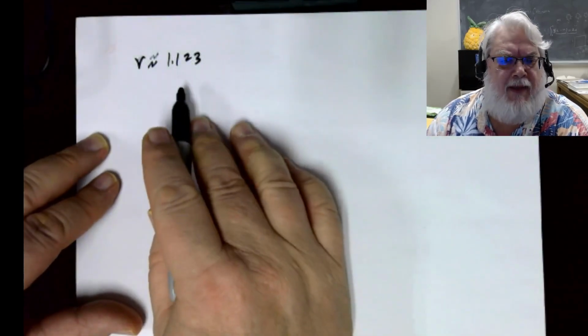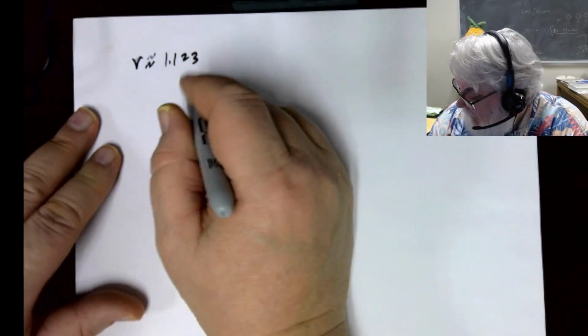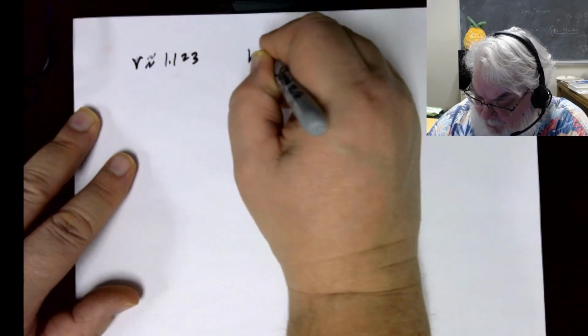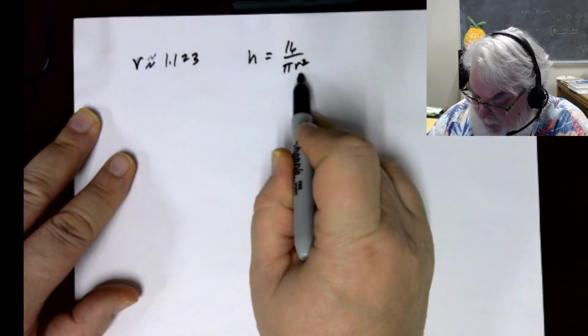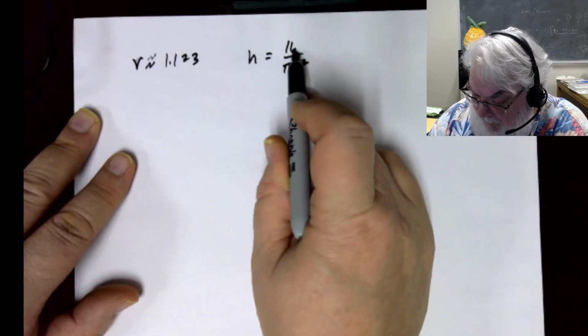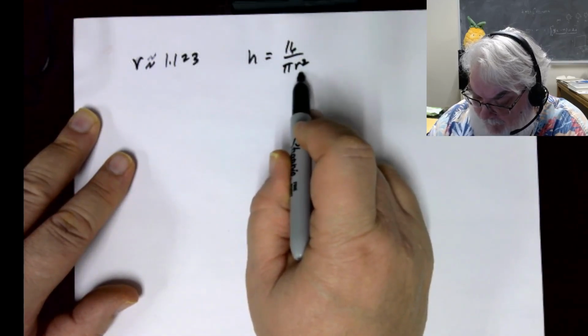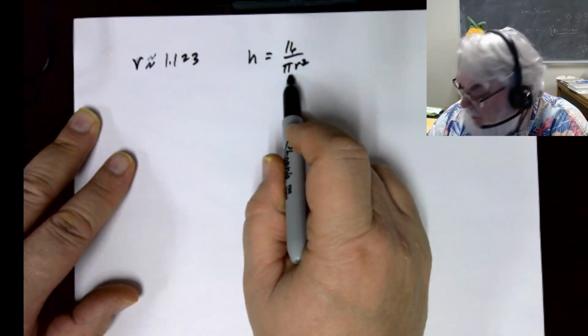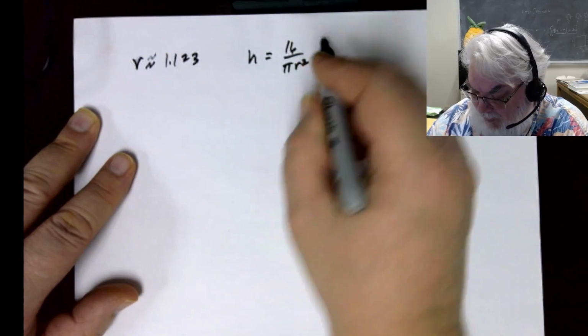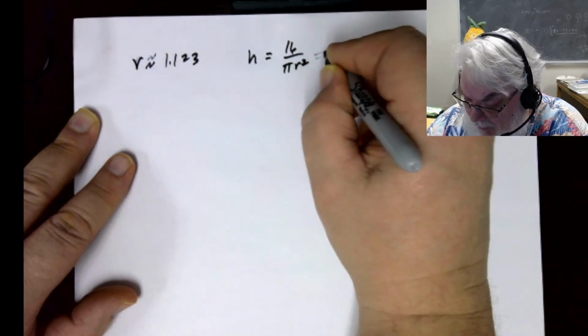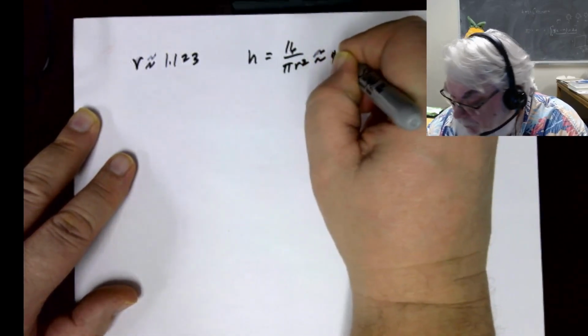Okay. And then if you plug that into our formula for h, remember that h was 16 over pi r squared. So if I put that r in here, that's 16 over, let's see, about 3. I guess that's too much for a round off, because this turns out to be approximately 4.04.